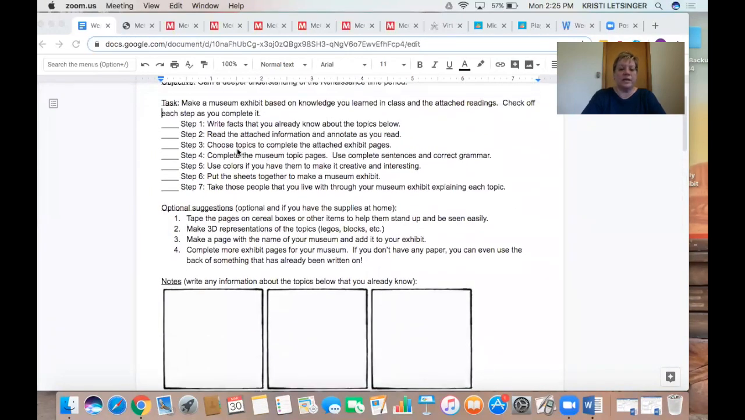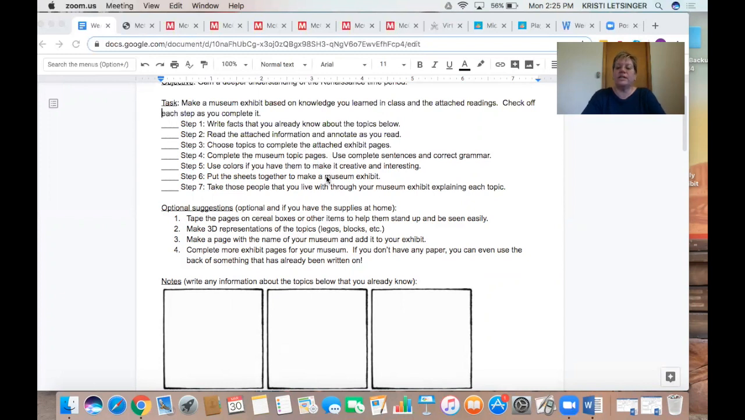The third step is to choose topics. Which 3 of those, or which 2 of those, do you plan on completing? Complete the museum topic pages. We'll get to that at the end, and I'll show you in just a minute how you go through that. I also have some completed ones to show you so you kind of know what you're looking for. You can make it creative and interesting.